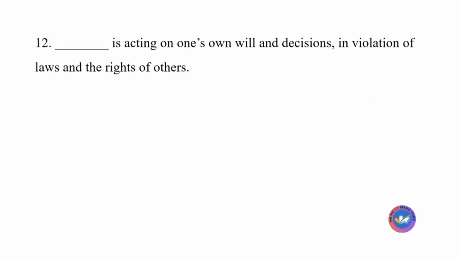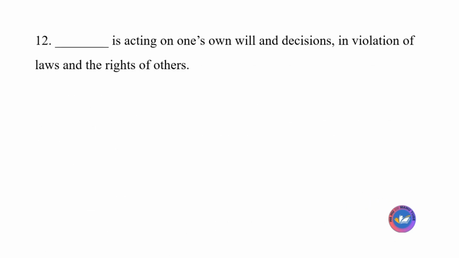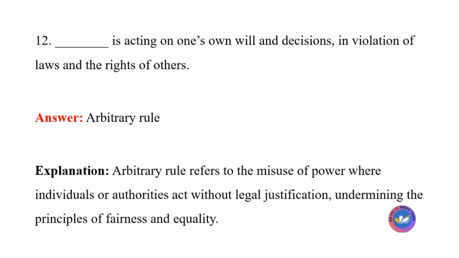Question number 12. Dash is acting on one's own will and decisions in violation of laws and the rights of others. The answer is arbitrary rule. Arbitrary rule refers to the misuse of power where individuals or authorities act without legal justification, undermining the principle of fairness and equality.